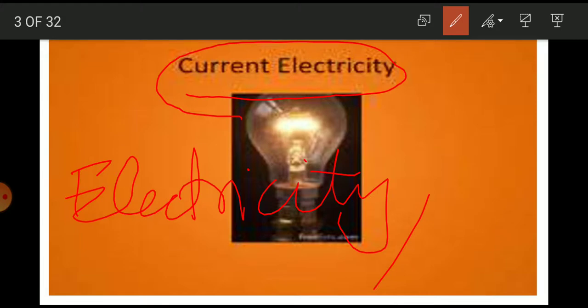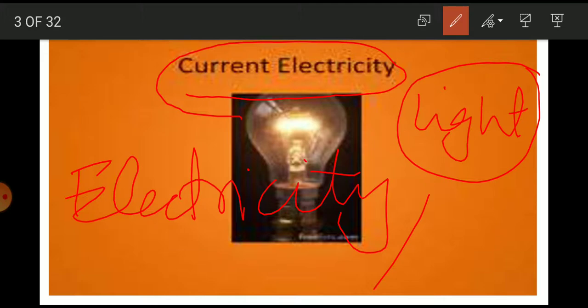Current electricity means the flow of anything which produces four effects: light, heat, sound and motion. So anything which produces four effects, light, heat, sound and motion, is called electricity.